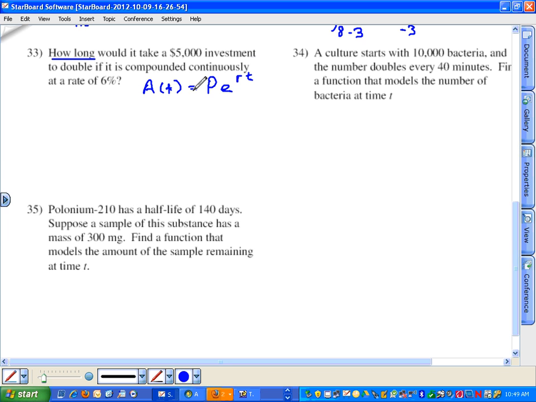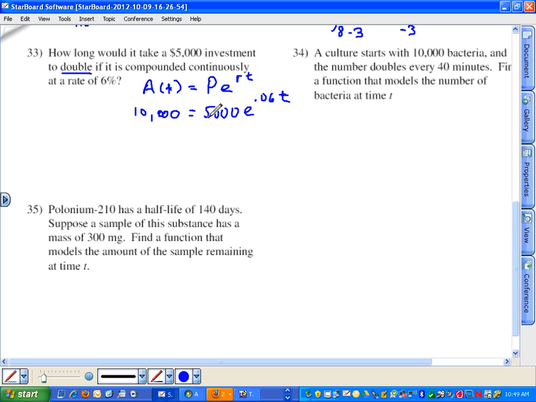So let's fill in what we do know. We know an initial investment was $5,000 times e. We know the rate is 0.06. We don't know time. That's what we're solving for. Now, they also didn't give us an ending amount, but they want this to double. They're asking how long would it take for this to double. Well, if $5,000 doubles, then our ending amount is going to be $10,000.